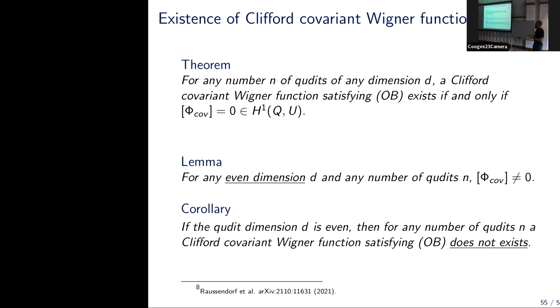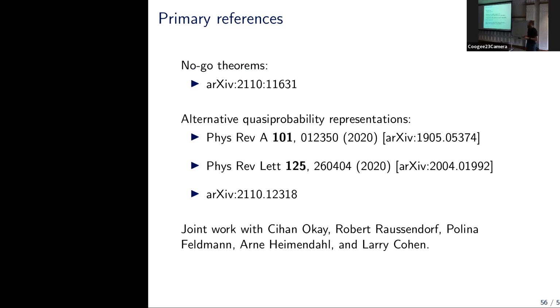And I'm going to end there so that we have some extra time. I'll just finish by mentioning that these are the primary references for this talk. The first one is the no-go theorems from cohomology, and then the other 3 talk about these generalized quasi-probability representations. And I'll finish by saying this is joint work with Gian, Robert, Paulina, Arne Heimendahl in Germany, and Larry.